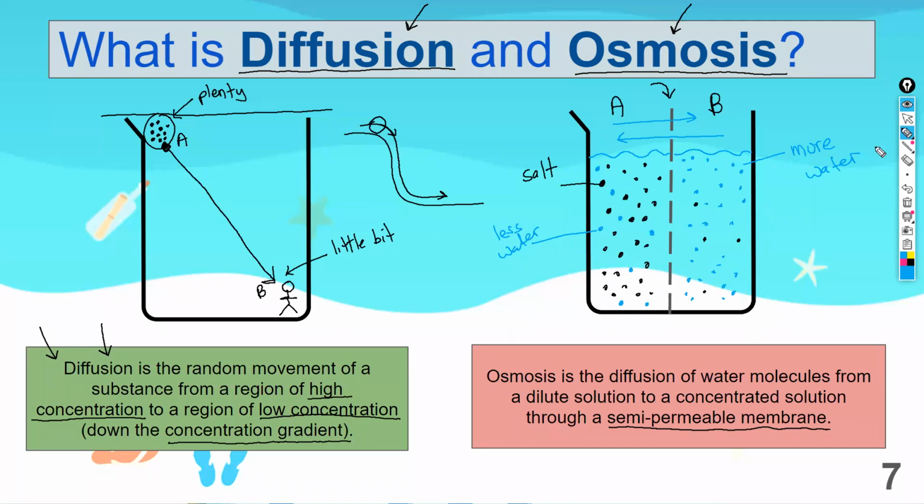Right, so reading your answers, the correct answer would be from B all the way to A. Remember, I just said, in nature, particles have a habit of moving from areas of plenty to areas of a little bit. This side has more water, plenty water, a higher concentration of water. This side has less water, a lower concentration of water. And since only the water can move, the water will move from an area of plenty to an area of little bit.